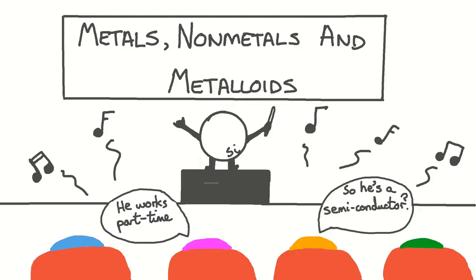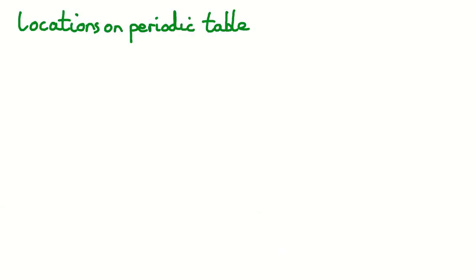In this video, we will look at what we mean by the terms metal, non-metal, and metalloid, as well as exploring the properties of each of these. Let's start by looking at the periodic table and working out where we can find metals, non-metals, and metalloids.